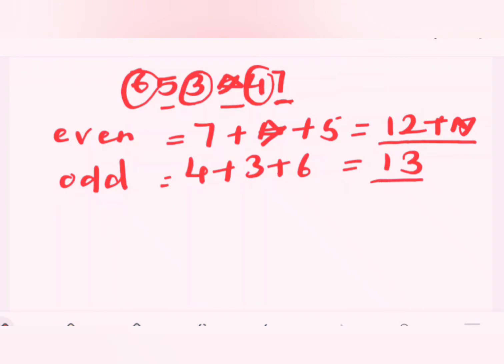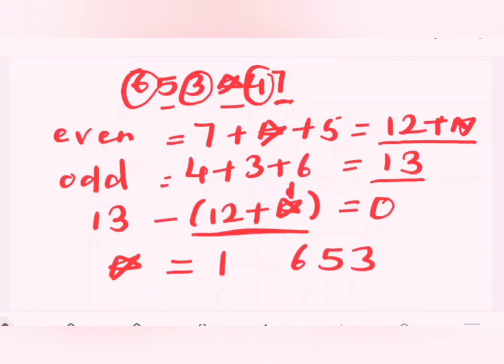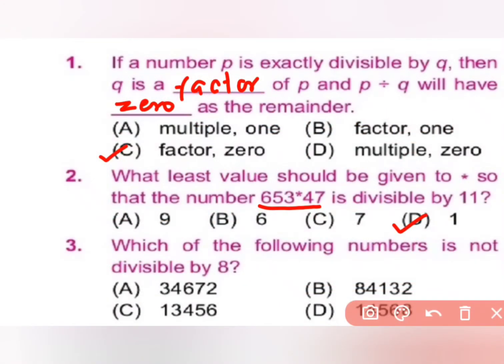If the number is divisible by 11, then the difference between these two is 0. Means 13 minus (12 plus star) is equal to 0. If we put 1 instead of star, then 12 plus 1 is 13, and 13 minus 13 is 0. So star will be 1 and that number will be 6, 5, 3, 1, 4, 7, which is exactly divisible by 11. So here D is the correct answer.